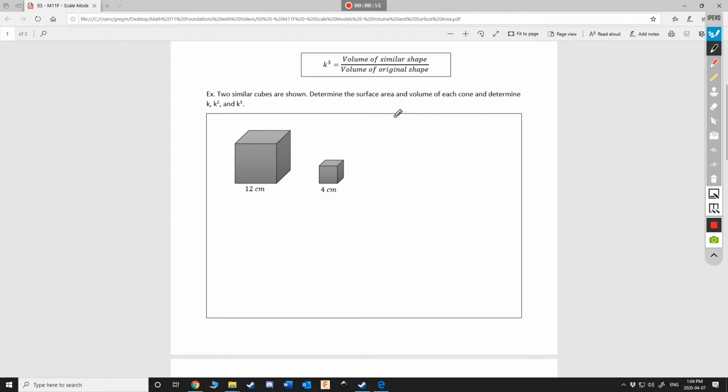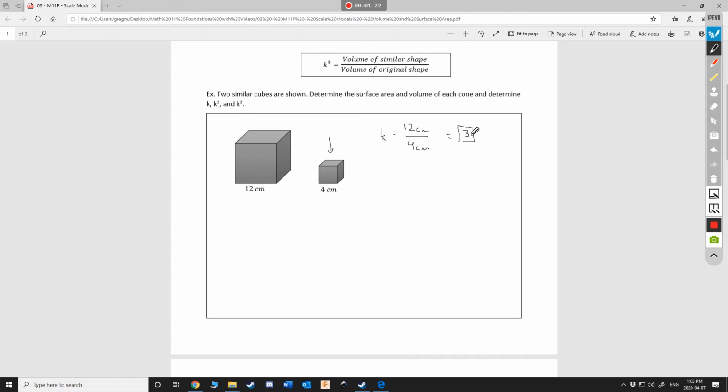So first, what we can do is solve for our k scale factor. So k is going to be, if we compare the two, I'm going to say the small one is our original object, and the bigger one is similar. So k is going to be equal to our similar object, so we're going to say 12 centimeters, divided by 4 centimeters. So we're comparing two of the similar lengths. And so 12 divided by 4, we get a scale factor of 3. Okay, so that's what we did in the first lesson. k is equal to 3.